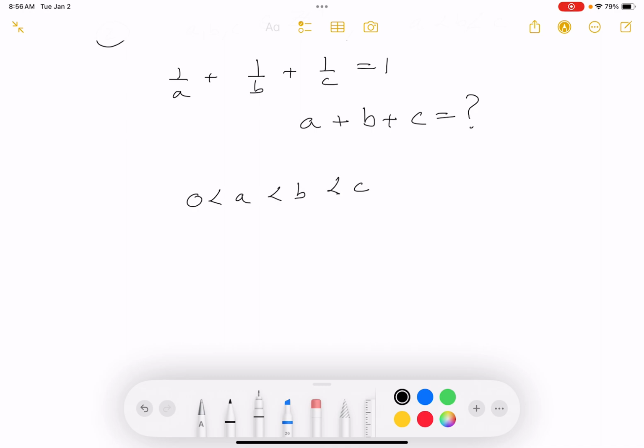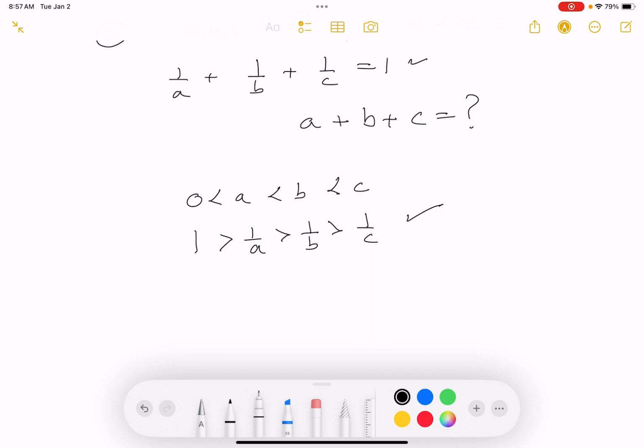Now what does this tell me? I know something about the reciprocals. So 1 over A would be greater than 1 over B, which would be greater than 1 over C. What I also know about all these fractions is that all of them have to be proper, meaning they all have to be less than 1. That's a given. So I have this relationship over here.